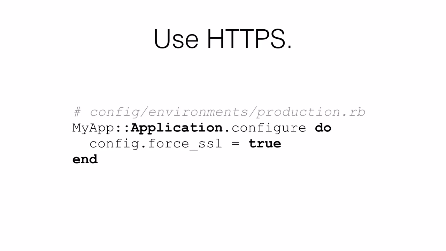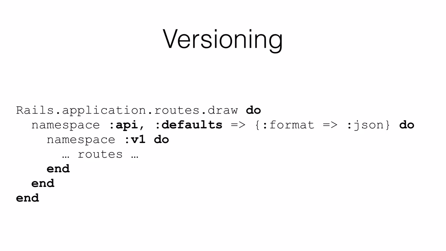For security, use HTTPS. It just makes sense in production to, with one line of code, force HTTPS. When you're building an API, you're going to make changes that will break the API. And if you do that, you will make people unhappy. And so the best way to deal with this is through versioning.